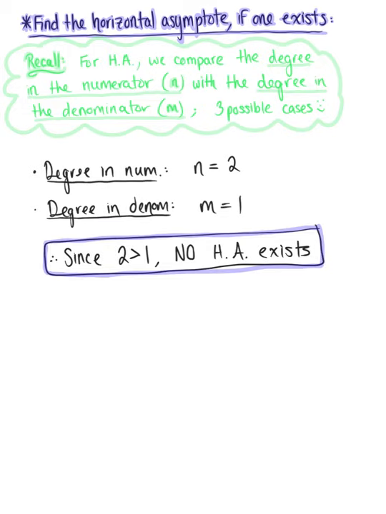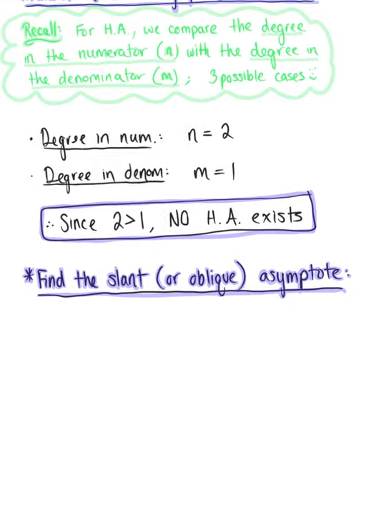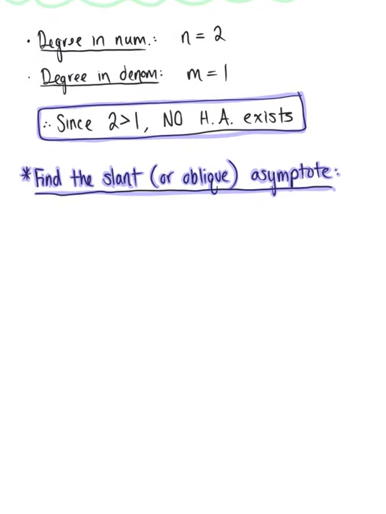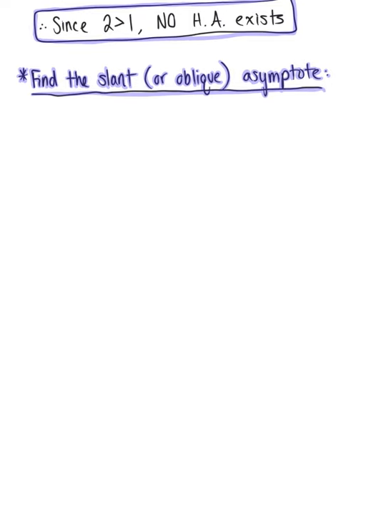But we have a special case here. When the degree in the numerator is greater than the degree in the denominator, we have a slant asymptote. So in order to find the slant asymptote for this rational function, we are going to need to perform long division with polynomials. So we want to make sure that we are giving ourselves plenty of room here. So again, to find the slant asymptote, we're going to perform long division.